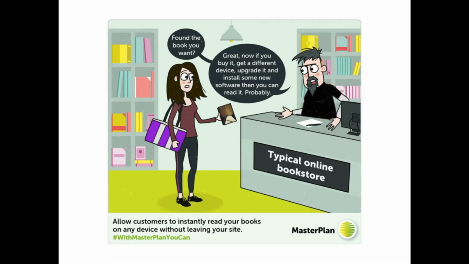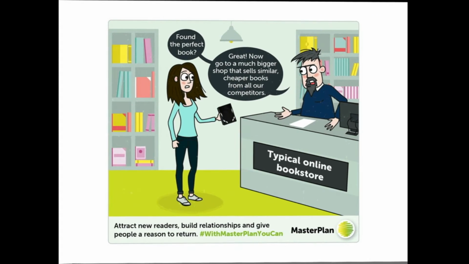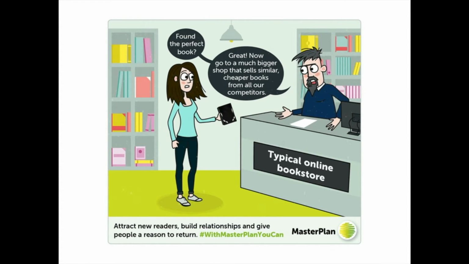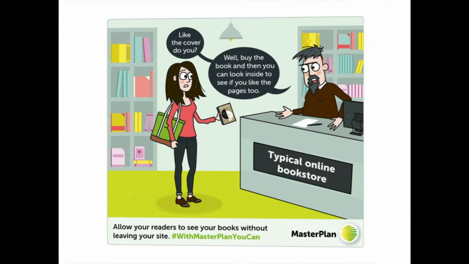So, trying to find a book in a bookstore. Imagine if this was a typical bookstore, and when you find the book that you want, you then have to jump through hoops in order to actually get to the file. Also, there are problems with how we can sell the books. If someone finds a book in your bookstore, it's quite typical that we then send them somewhere else to go and buy books alongside lots of cheaper books from all our competitors.